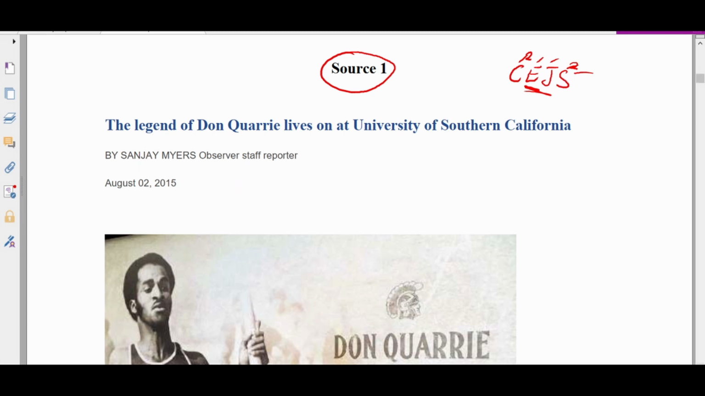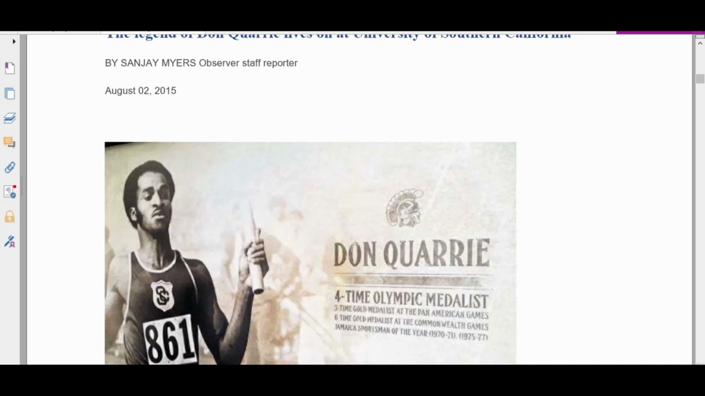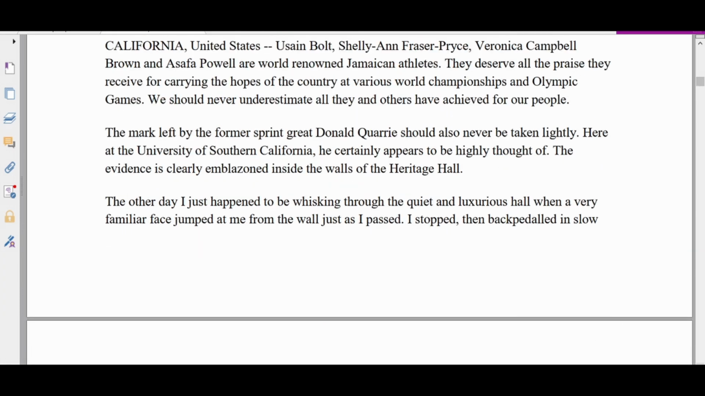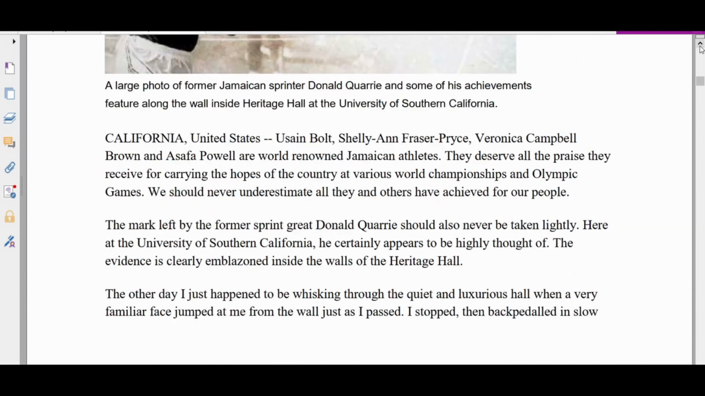Let's now look at this in terms of just looking over the text. And that's a technique called skimming, just looking at the headings. So the Legend of Donald Quarry, see who wrote it, see the date, we look at the picture, right? We look at the title, look at the words in bold. So we just have a general look over the article. All right, so look over the article.